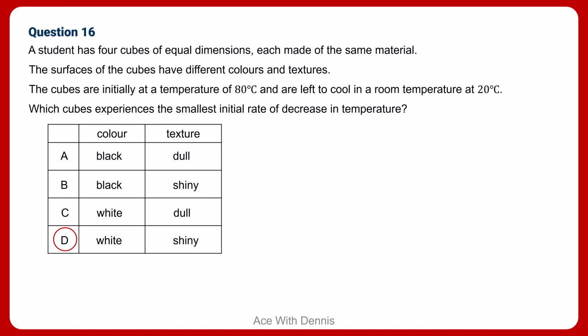Answer is D, white color and shiny texture. Remember that white and shiny surfaces are poor emitters and absorbers, especially by radiation. Hence, the answer is D, white color and shiny texture.